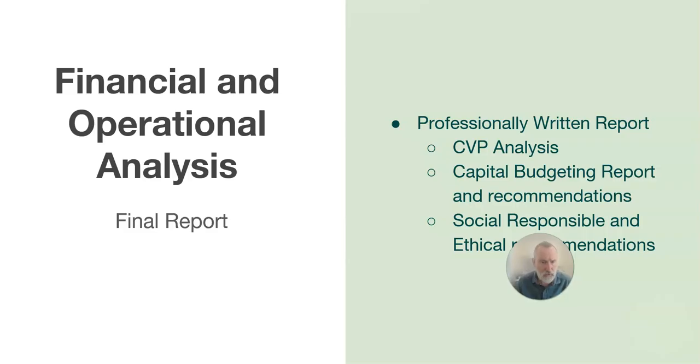At this point, you'll finalize all those three phases into one written project. Your report should include the CVP analysis with a short written report, 2 or 3 pages including tables and graphs, and an accompanying Excel sheet. Your next section on capital budgeting, again, should be 2 to 3 written pages and supported with an Excel spreadsheet with full capital budgeting calculations. And finally, a 2-page written report on social responsibility and ethical recommendations. All of this should be done in APA format.